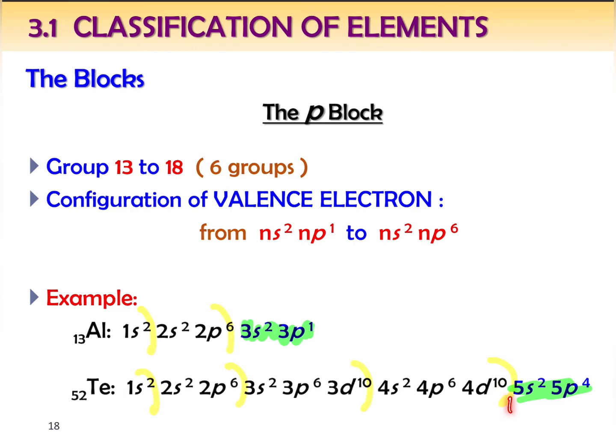Okay, so maksudnya this is the valence electron. You have 6 valence electron plus 10. So this one belongs to group 16. Okay, and it is in period 5.